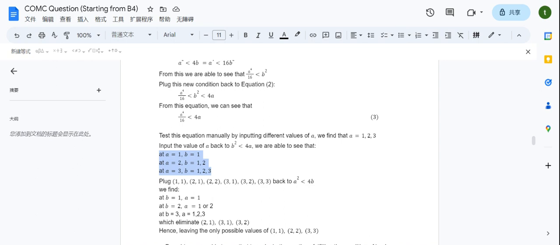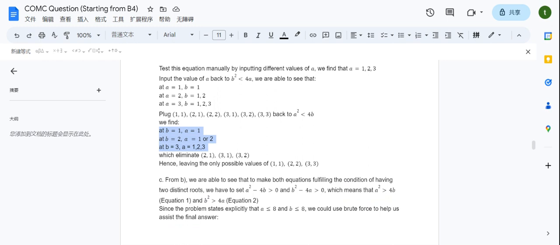Back to a squared less than 4b. We find that at b is equal to 1, a is equal to 1. At b is equal to 2, a is equal to 1, 2. At b is equal to 3, a is equal to 1, 3. Basically, just use the same idea as before. For example, let's plug in b is equal to 1. This means that a squared is less than 4. In this case, a can only be 1, and it cannot be 2, as 2 squared is equal to 4 instead of less than 4. So from this, you are able to get 6 dots.